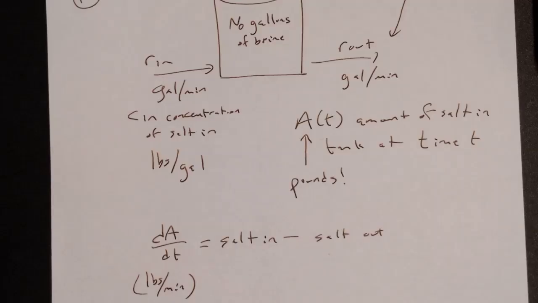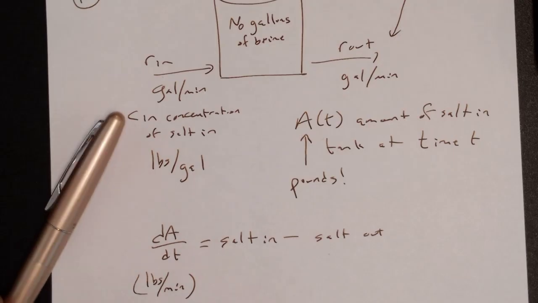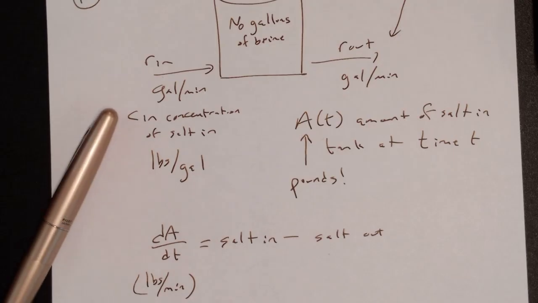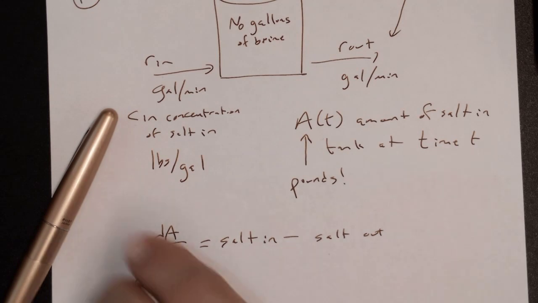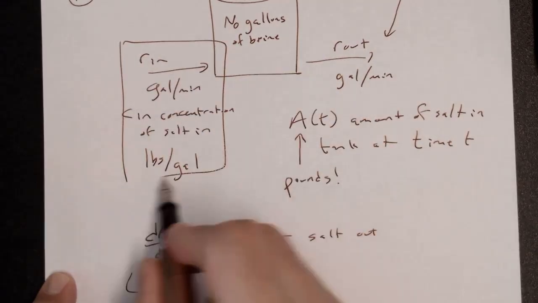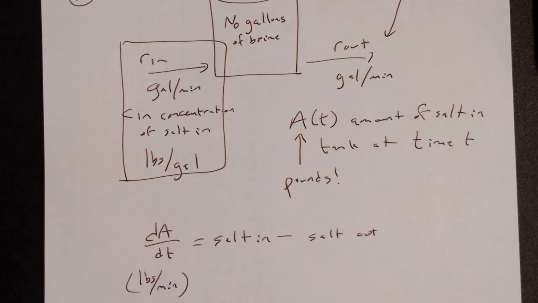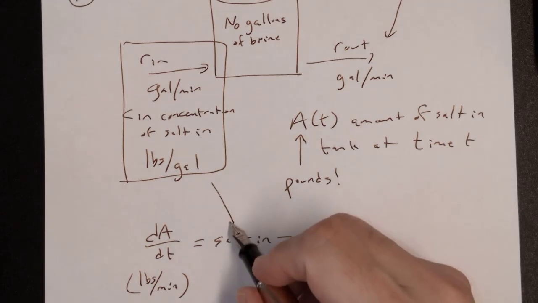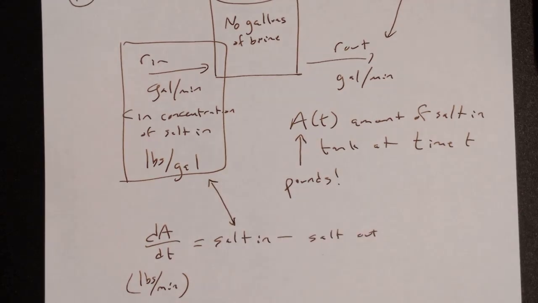Because everything I want to know about salt in is here, in those numbers right there, this box. That's my entire in. I need to make this unit out of this information. How do I make pounds per minute out of this information?